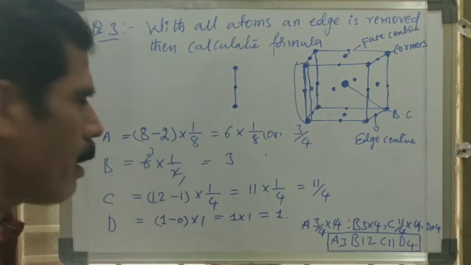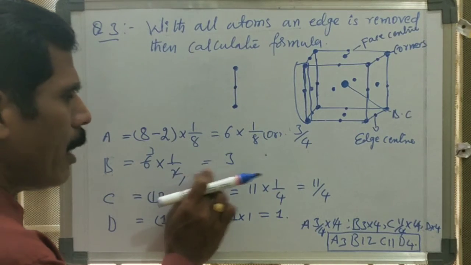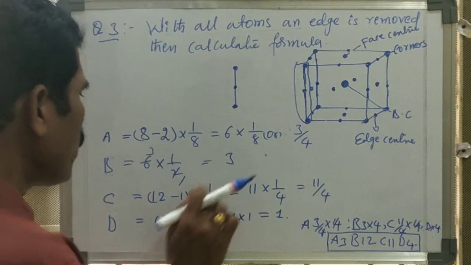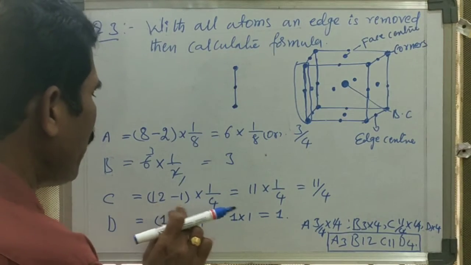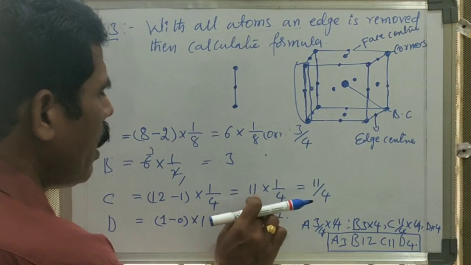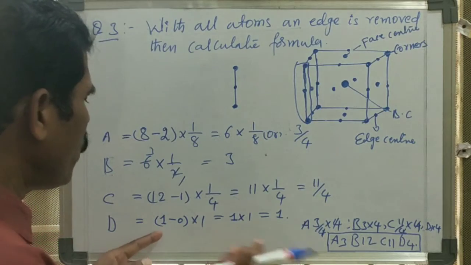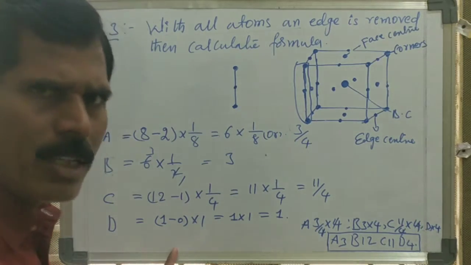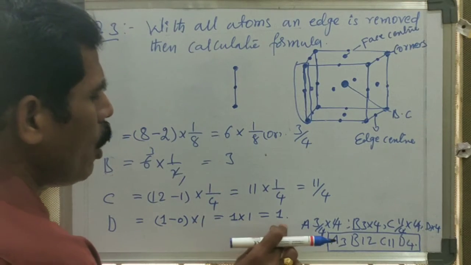Totally 6 faces are there, so its contribution is 1 by 2. If you do the calculation, finally you will get 3. Then go for C. Write 12 minus 1 because one edge atom is removed. 12 minus 1, its contribution is 1 by 4, that is 11 into 1 by 4. Finally you will get 11 by 4. So D is equal to 1. Totally one body center is there, and nothing is removed. Body center is not removed. So 1 minus 0, its contribution is 1. So finally you will get 1.